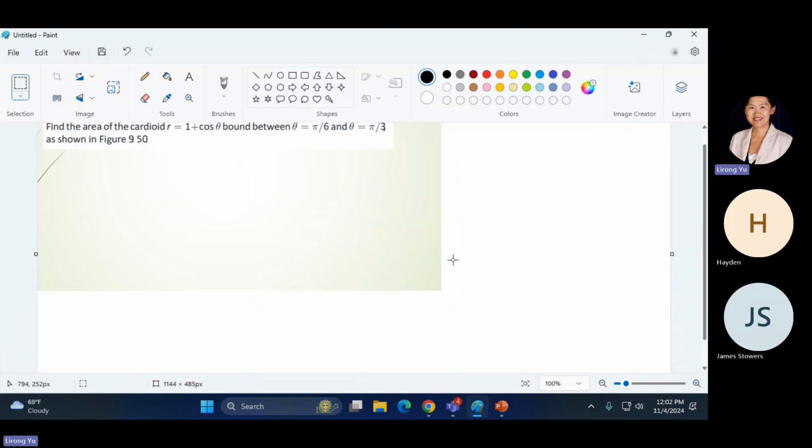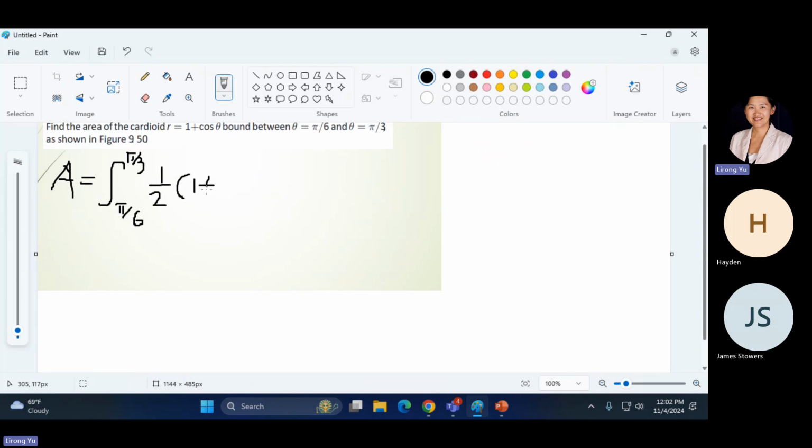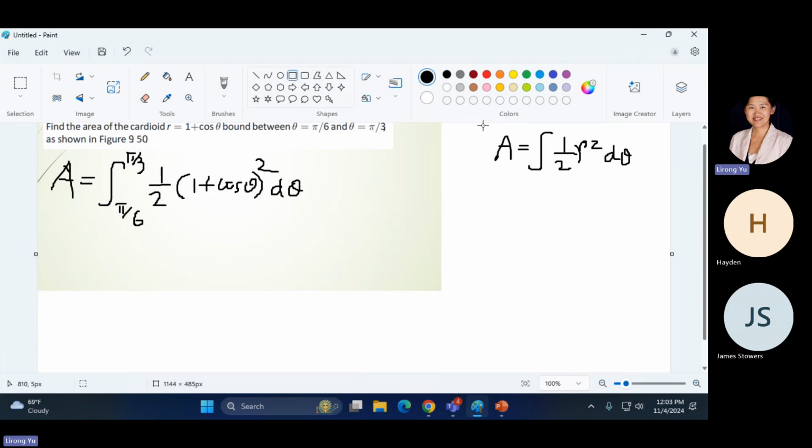So we follow that definition. The calculation for the area is A equals the integral from pi over 6 to pi over 3 of 1/2 r squared d theta, where r is 1 plus cosine theta. So remember, this is A equals the integral of 1/2 r squared d theta. That's the formula we're following, and here we're calculating. Any questions?